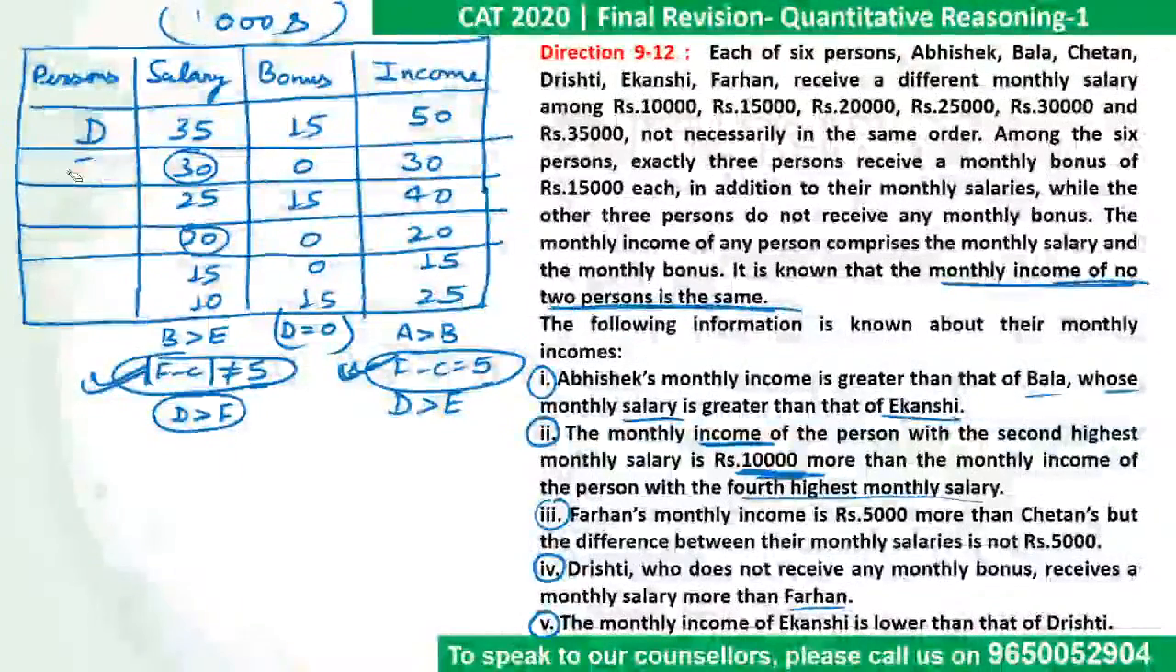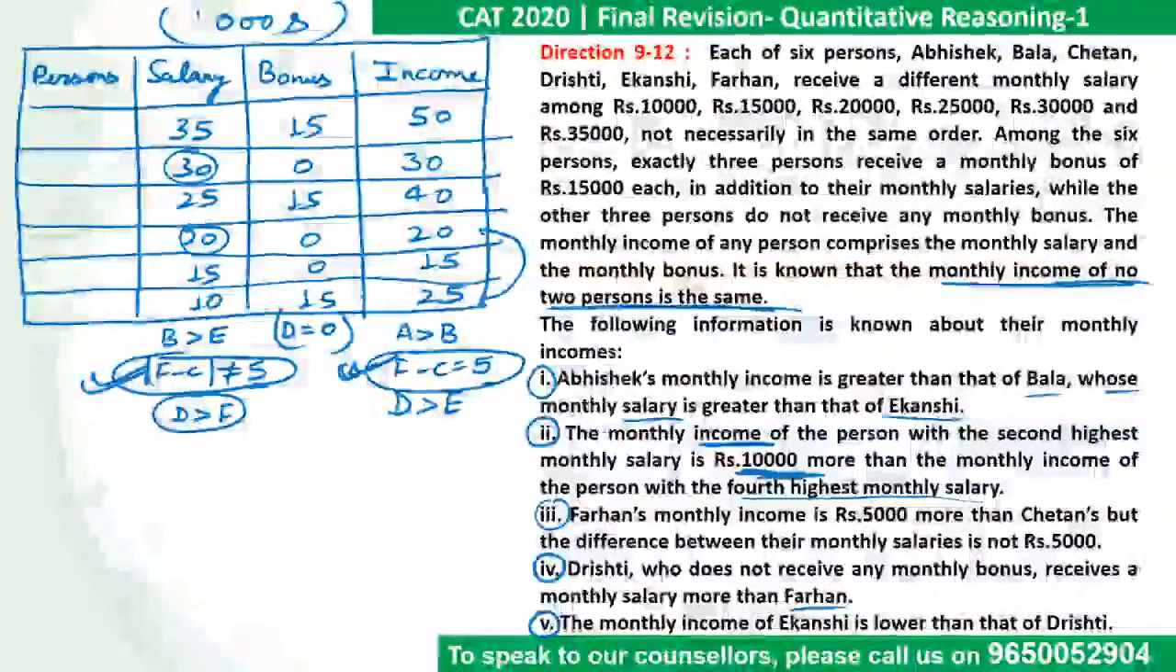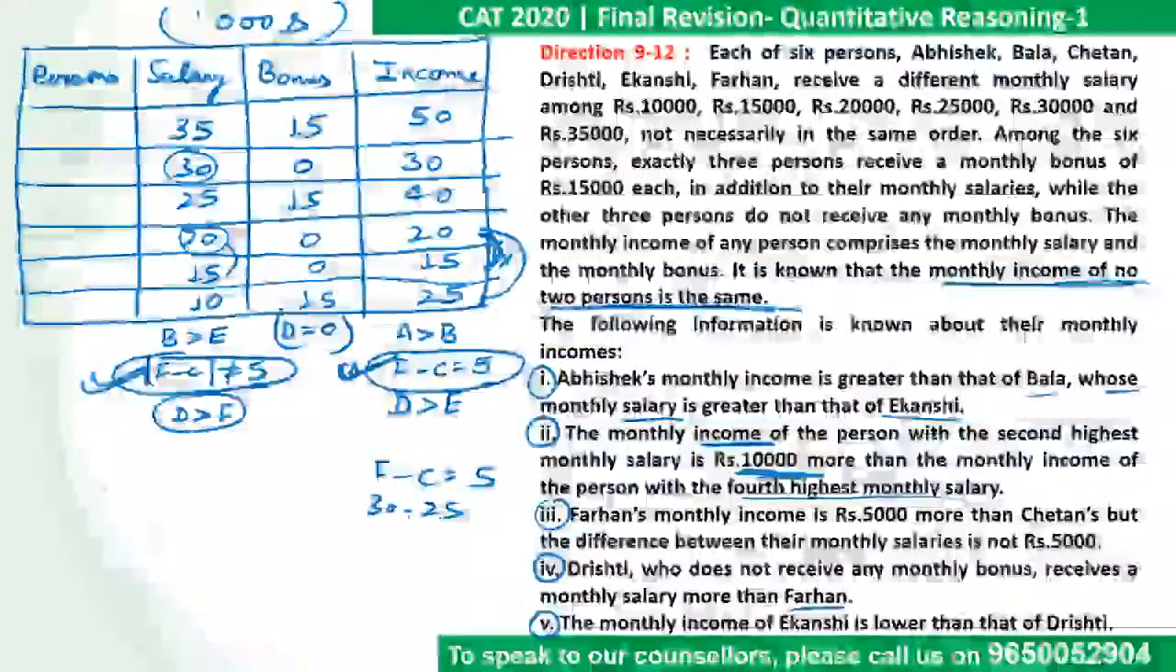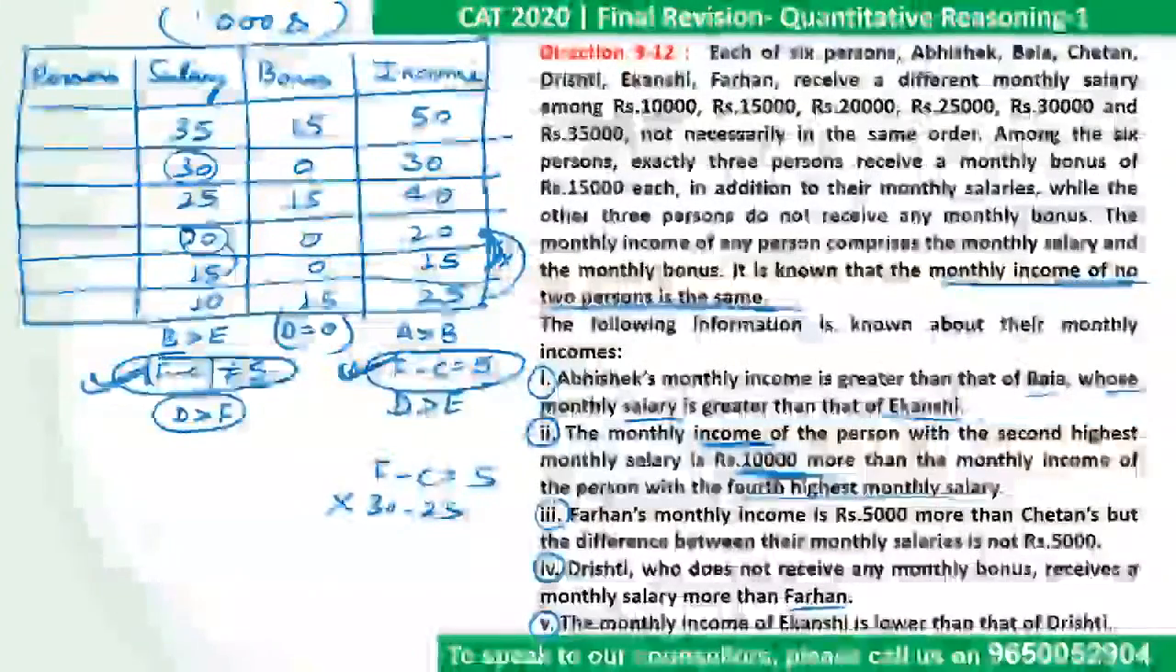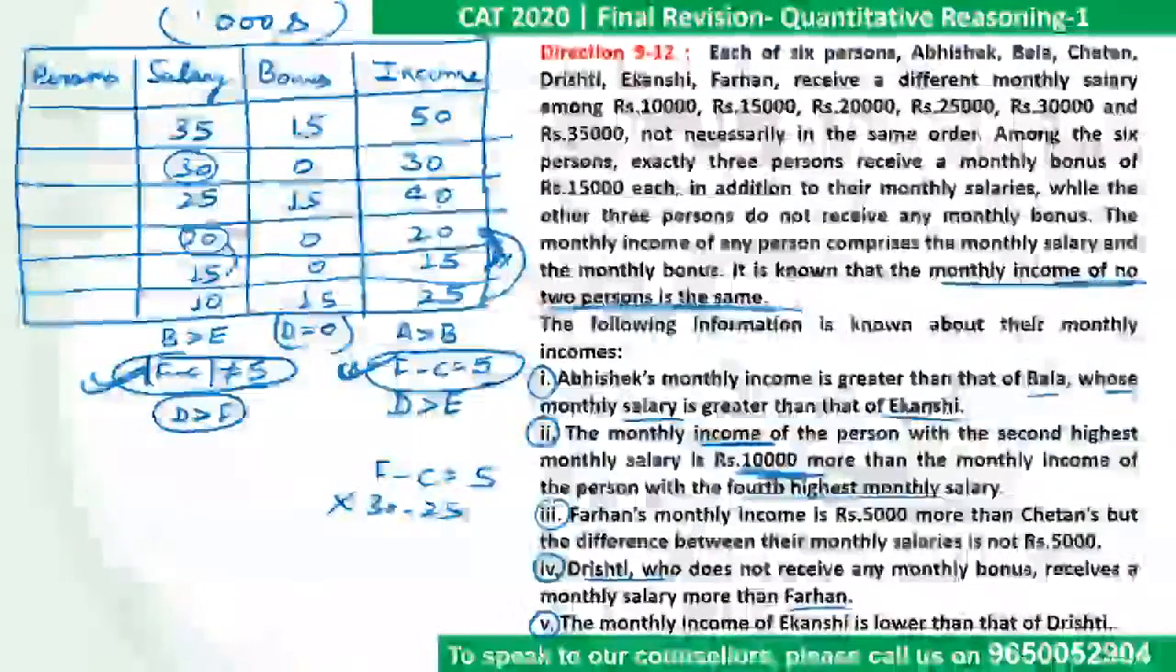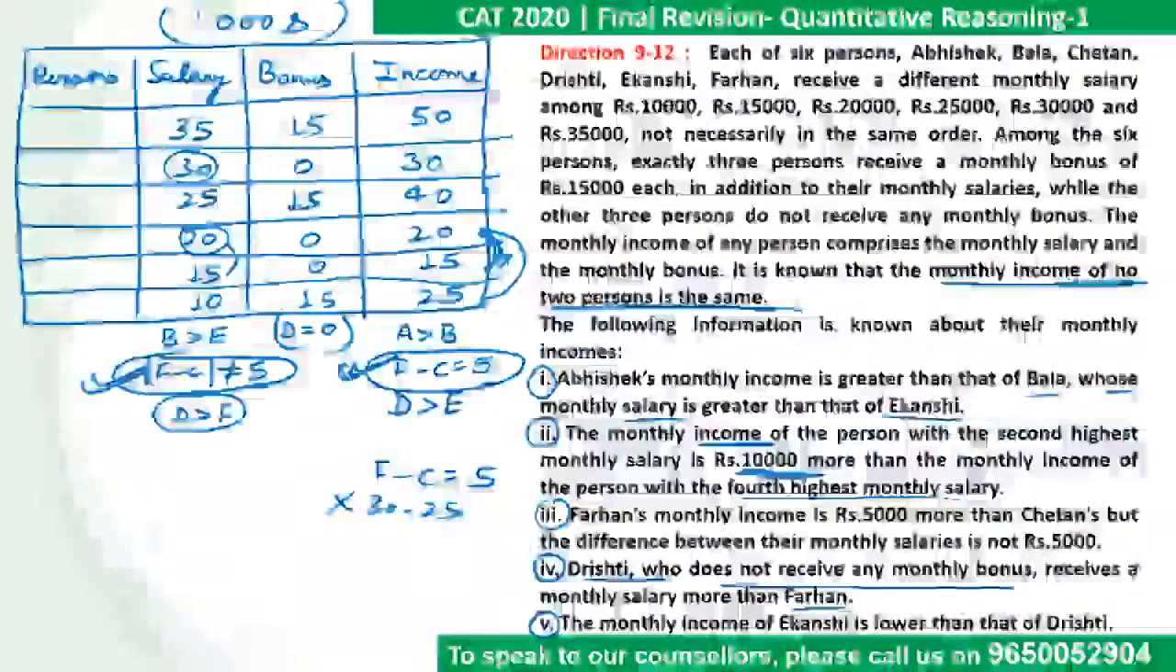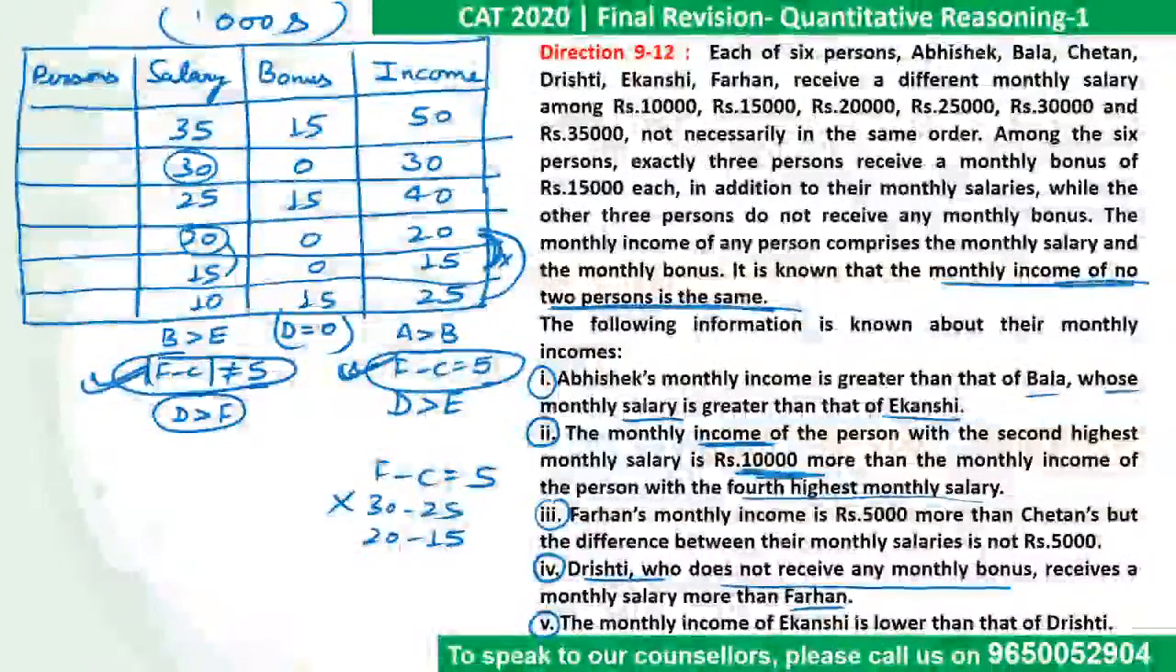Oh no, again another horizontal line is gone. Drishti should not get any bonus. So in that case, 30 and 25 are not possible. Now we can check out 15 and 20. Obviously these two are not possible automatically. Why? Because then the difference between salaries is also 5,000. So 20 and 15 are not possible. F minus C is equal to 5. We just checked that 30 minus 25 is not possible. Why? Because then Drishti is getting the bonus. But it is already known that Drishti does not receive any monthly bonus. Okay. Now, 20 and 15, this is not possible.